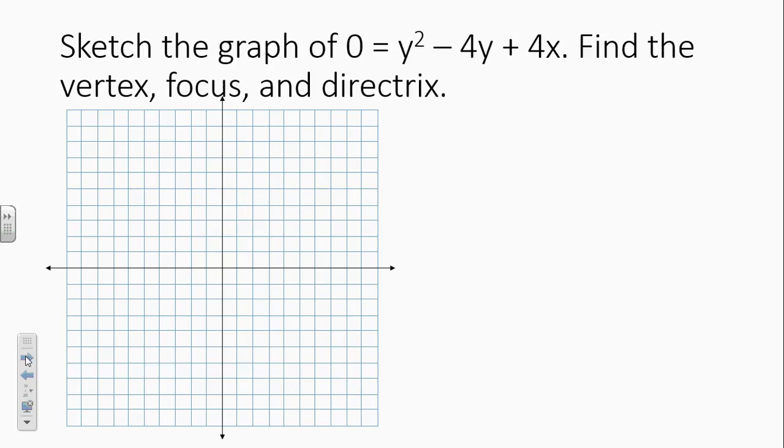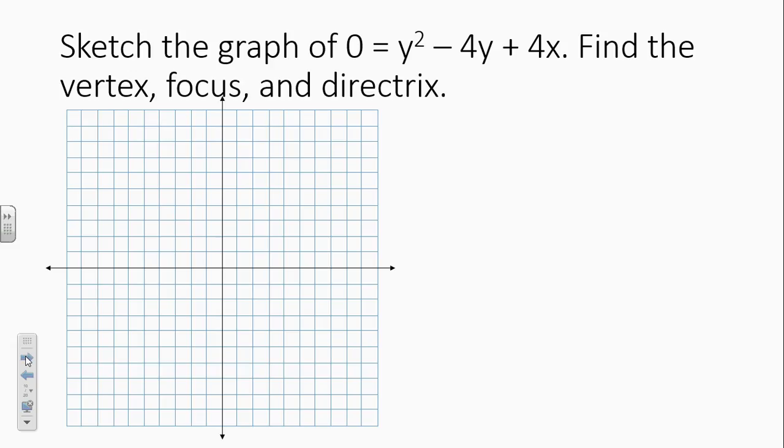Now we want to sketch the graph of 0 equals y squared minus 4y plus 4x, and then find the vertex, focus, and directrix. Every time I give you a problem like this, I'll give you graph paper or ask you to grab graph paper, because I think the graphs are so important to understanding this. So what are we going to do? Complete the square, okay? Which is our squared term? So is it opening vertically or horizontally? We know it's going to be horizontal.